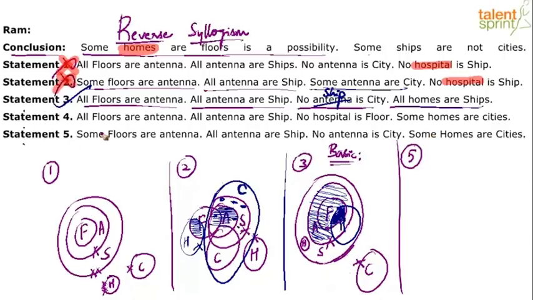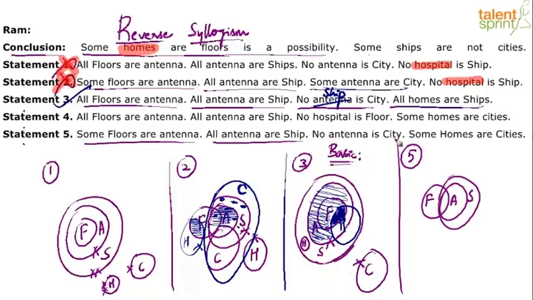Look at the fifth one. Some floors are antenna. All antenna are ship. No antenna is city, so antenna and city do not touch each other. And some homes are cities. So this is the basic diagram for option 5. Some floors are antenna, all antenna are ship, no antenna is a city, and some homes are cities.